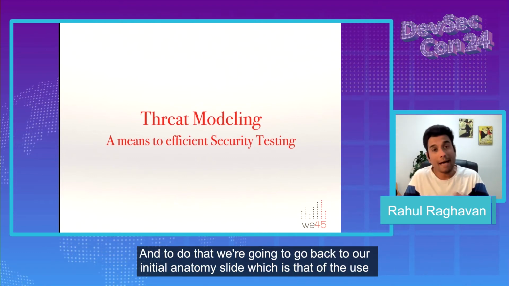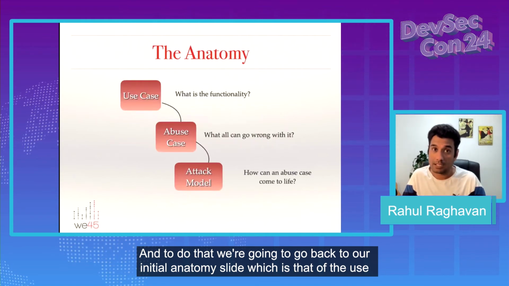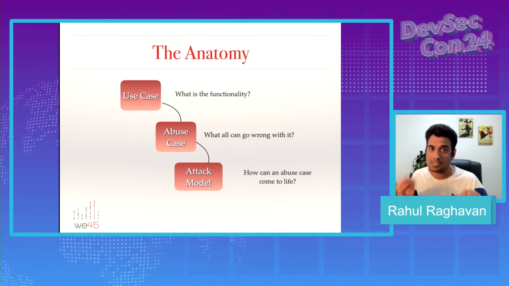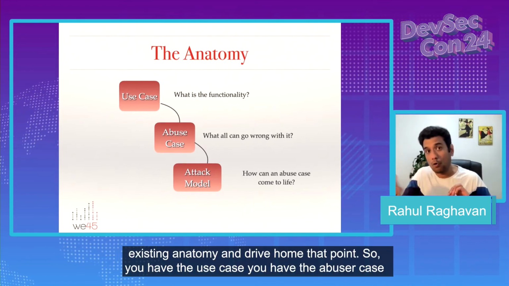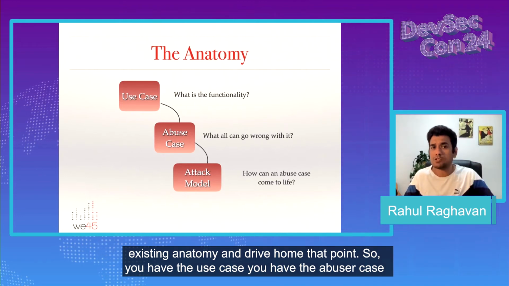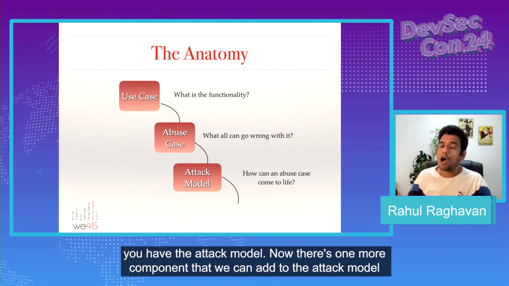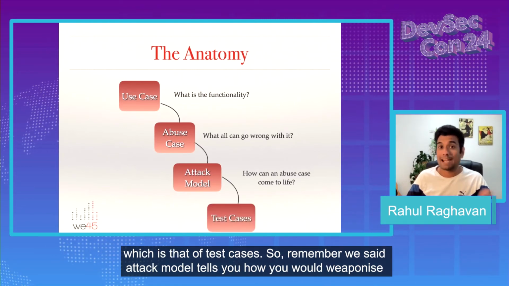And to do that, we're going to go back to our initial anatomy slide, which is that of the use case, the abuse case, and the attack model. We're going to add some little pieces to this existing anatomy and drive home that point. So you have the use case, you have the abuser case, you have the attack model. Now, there's one more component that we can add to the attack model, which is that of test cases.